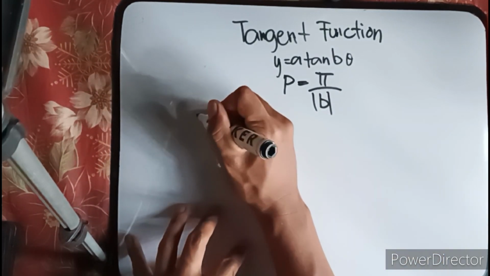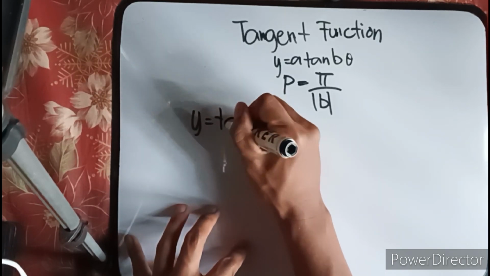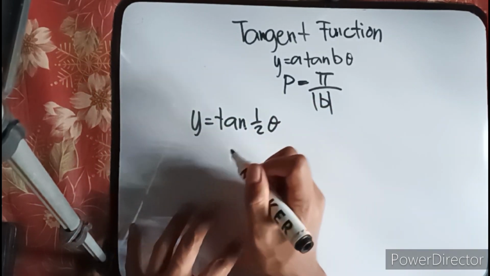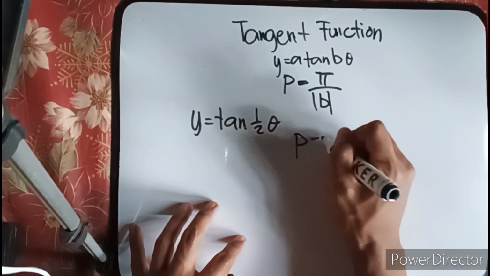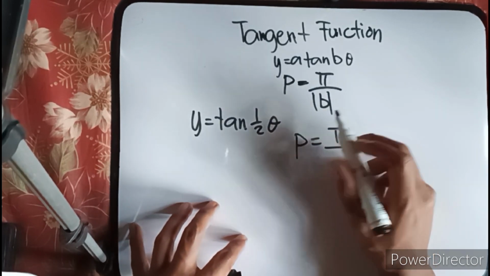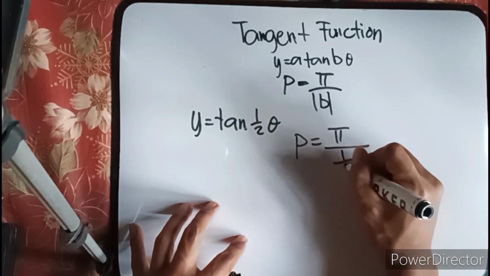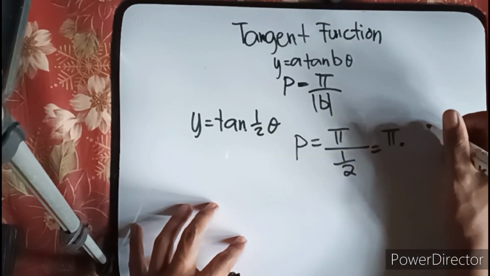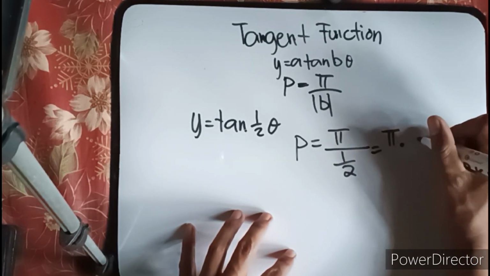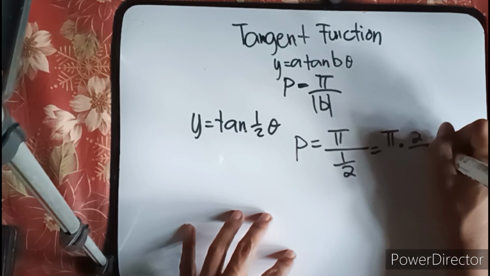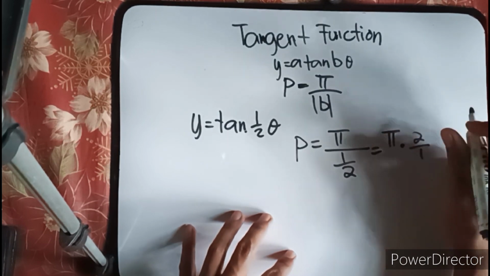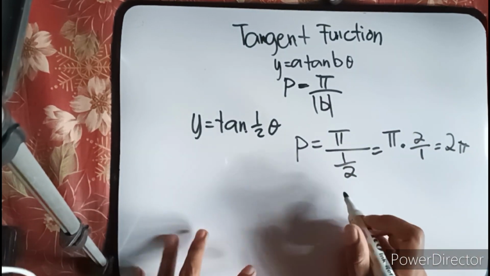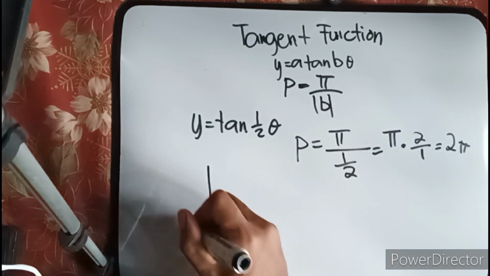So let's have an example: y is equal to tangent 1/2 theta. Our period is pi over b, and our b is 1/2. So simply dividing by 1/2 is the same as multiplying by 2 over 1, so we now have 2 pi. Our period is 2 pi. So we will draw a graph here.